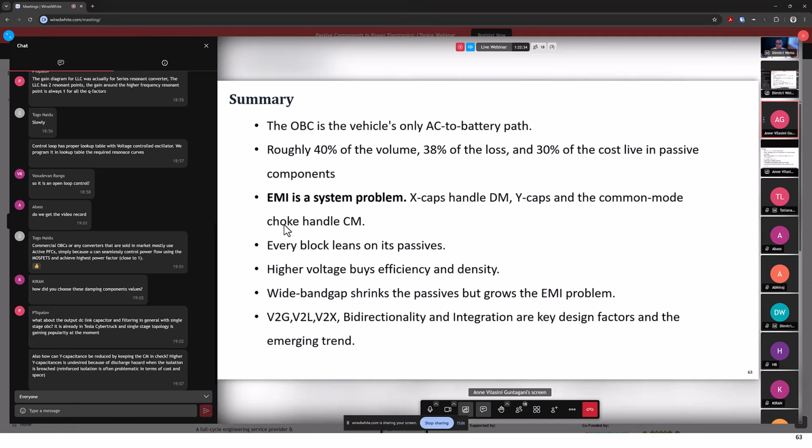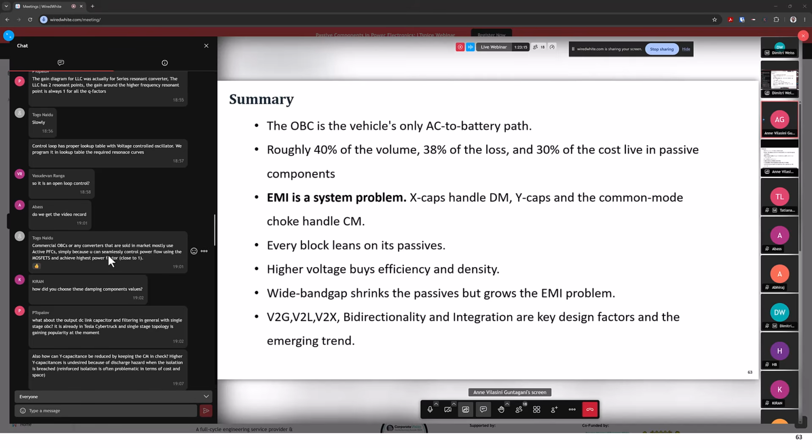It's undesired because of the discharge hazard. Normally the Y capacitances are designed starting from one requirement, which is the leakage current. When you talk about designing, there's a common requirement that you often get that the leakage current shall be only 3.5 milliamps. So you start from there and then decide the value of the Y capacitance. When the isolation is breached, reinforced isolation is often problematic in terms of cost and space.